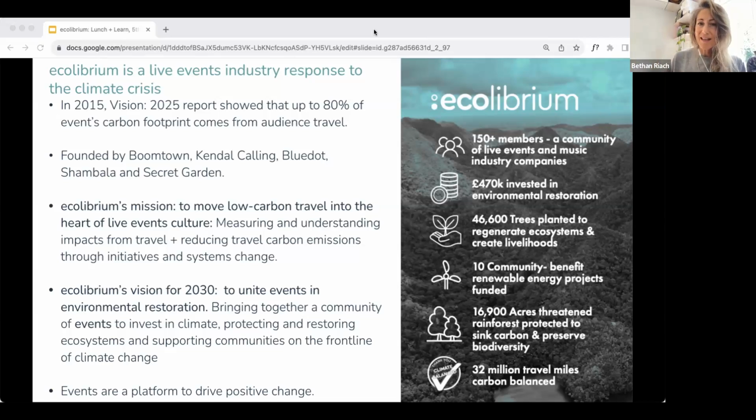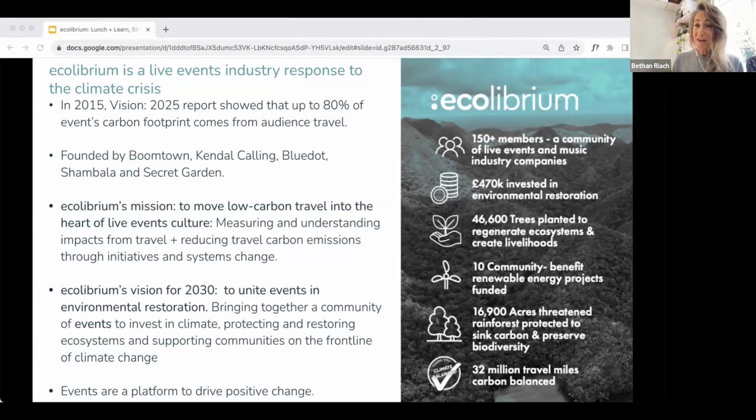So we realized that in order to tackle event emissions, travel really needed to be addressed. So our founding organisations, Boomtown, Kendal Calling, Blue Dot, Shambhala and Secret Garden got together to found Ecolibrium. And Ecolibrium's mission is to move low carbon travel to the heart of live events culture.